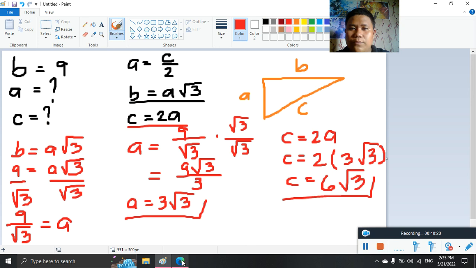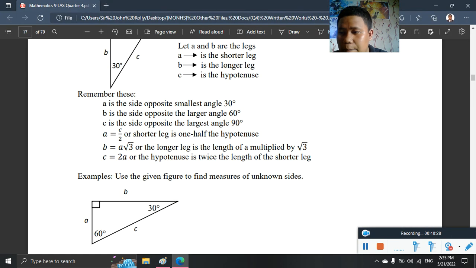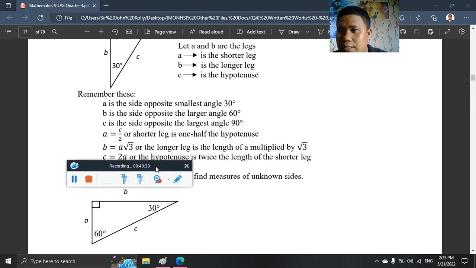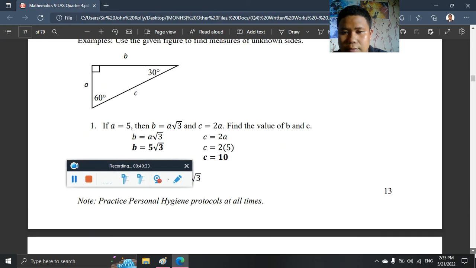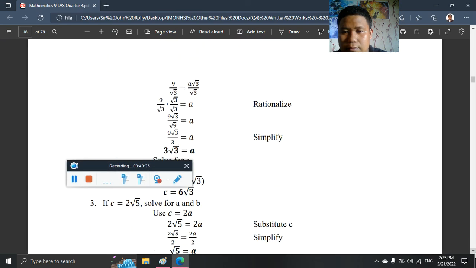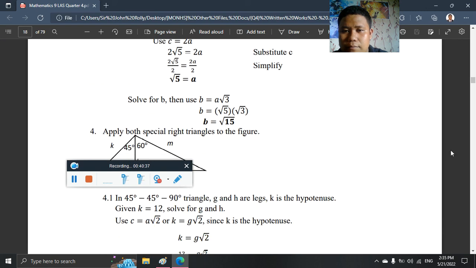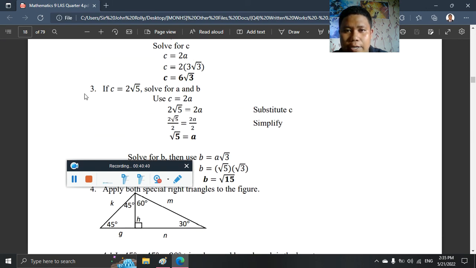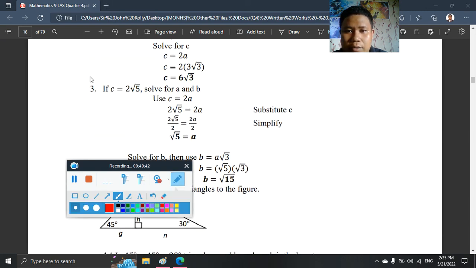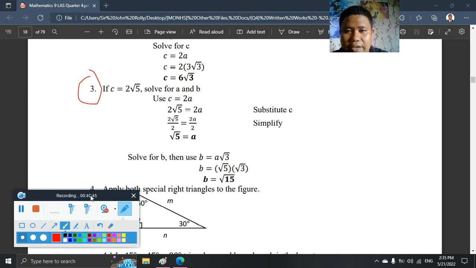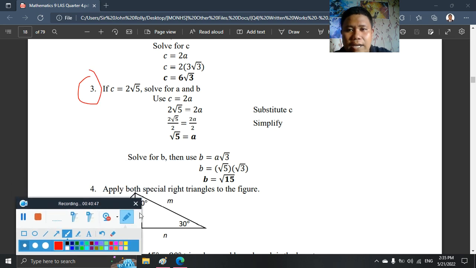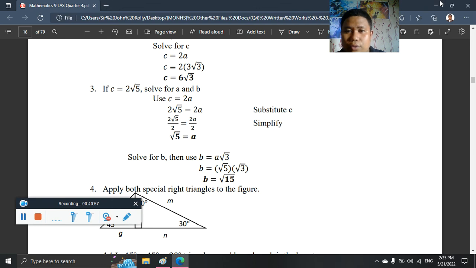Okay. Let's go now to number 3. If C equals 2 square root of 5, solve for A and B. So if C is 2 square root of 5, solve for A and B.